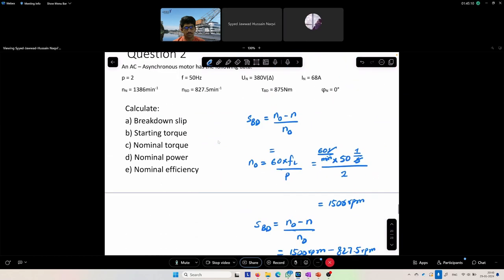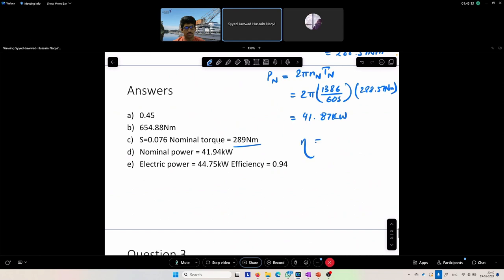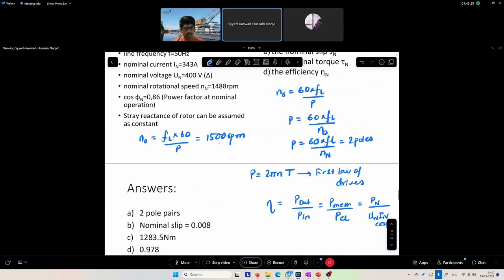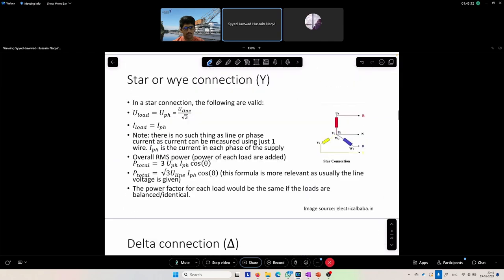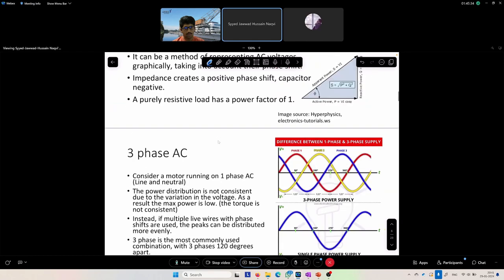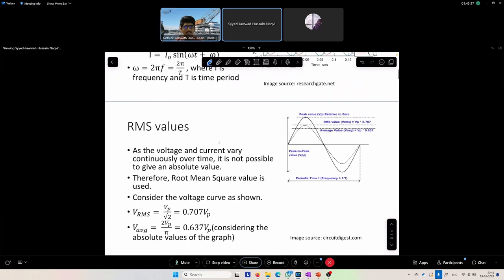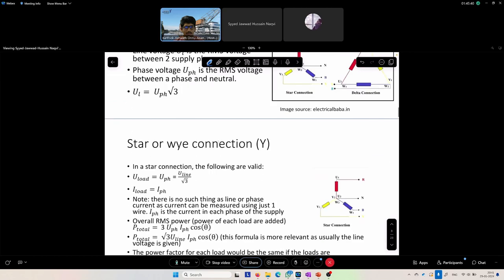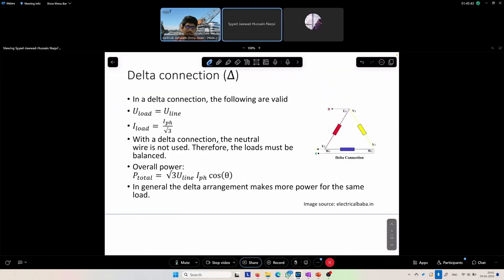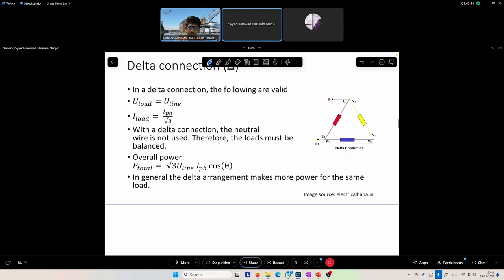And then we have nominal efficiency. So nominal efficiency is P out over P in, which is P mechanical over 40 × 17 kW P electrical. Delta. Look at the delta connection. P total. This one.